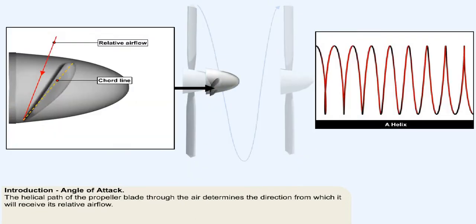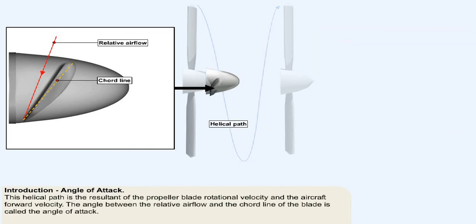The path of the propeller blade through the air, which describes a helix, determines the direction from which it will receive its relative airflow. This helical path is the resultant of the propeller blade rotational velocity and the aircraft forward velocity. The angle between the relative airflow, the actual path the blade describes through the air, and the chord line of the blade is called the angle of attack.